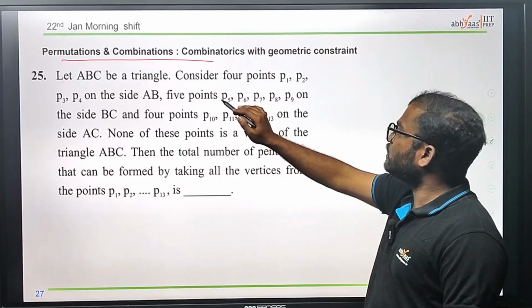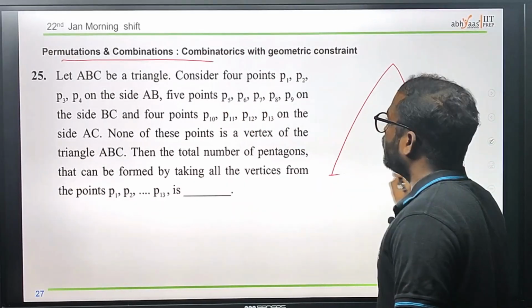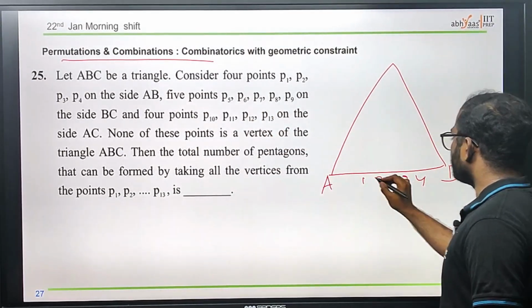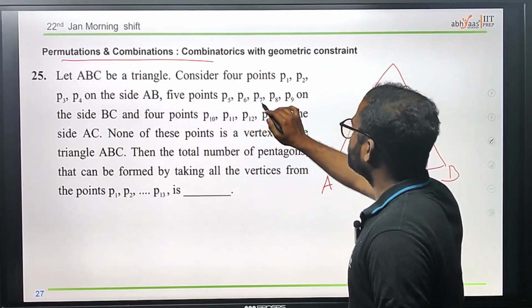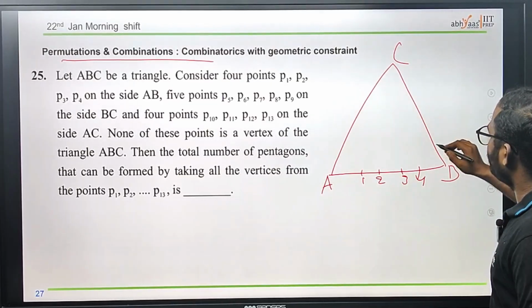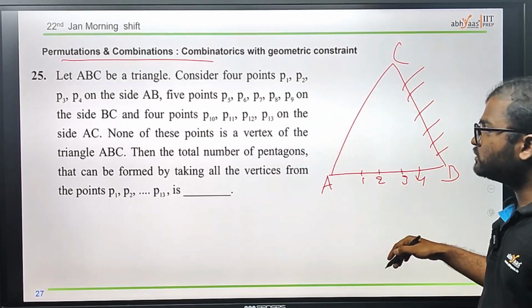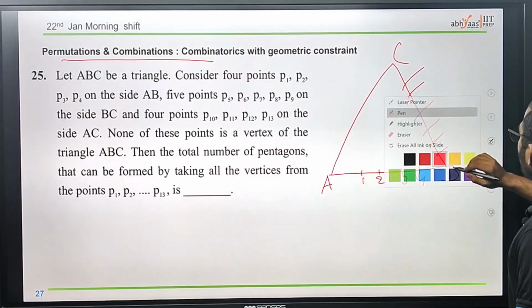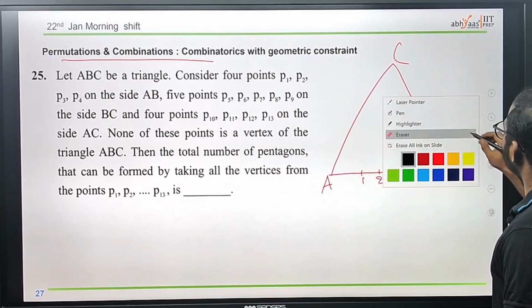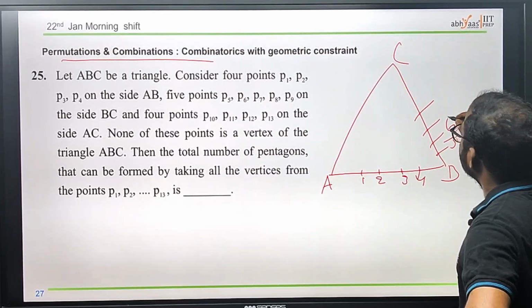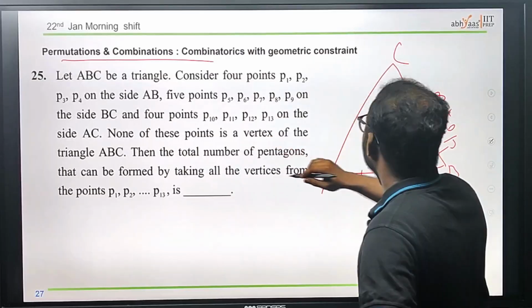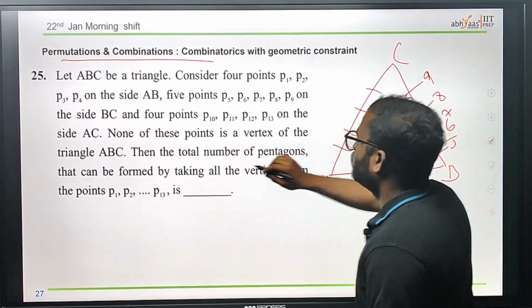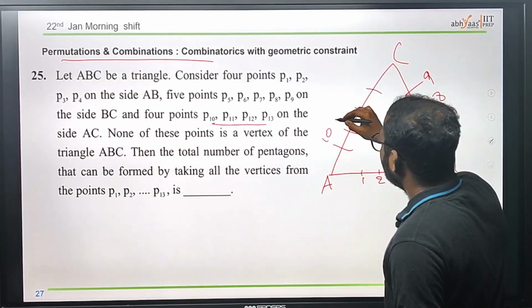If you see here, they have given ABC is a triangle, and consider points P1, P2, P3, P4 on AB. On BC we have 5 points, P5, P6, P7, P8, P9. And in AC we have 4 points, 10, 11, 12, 13.